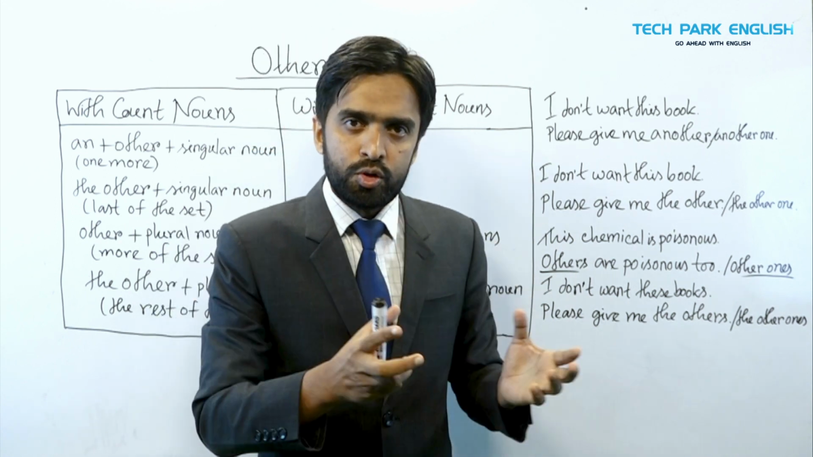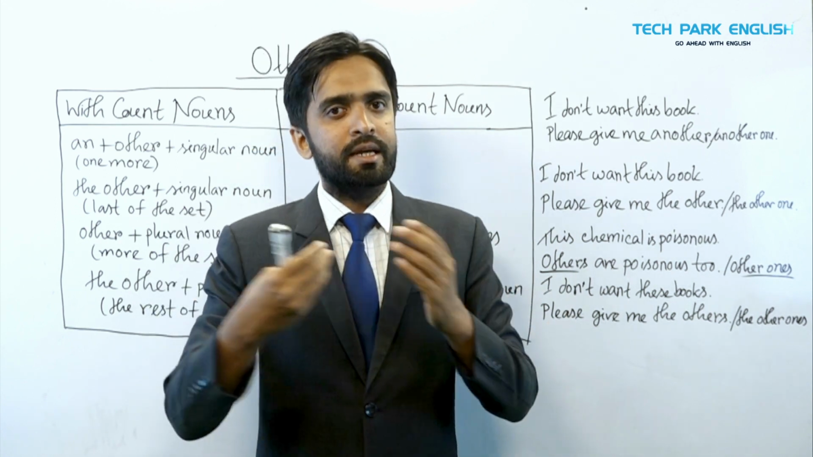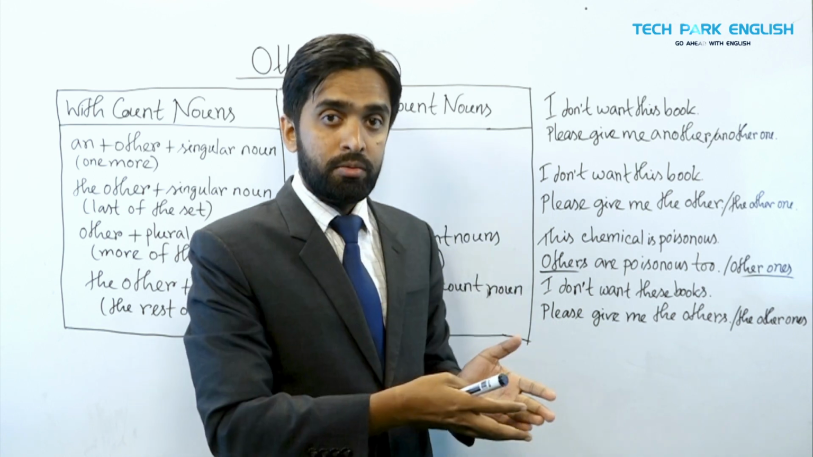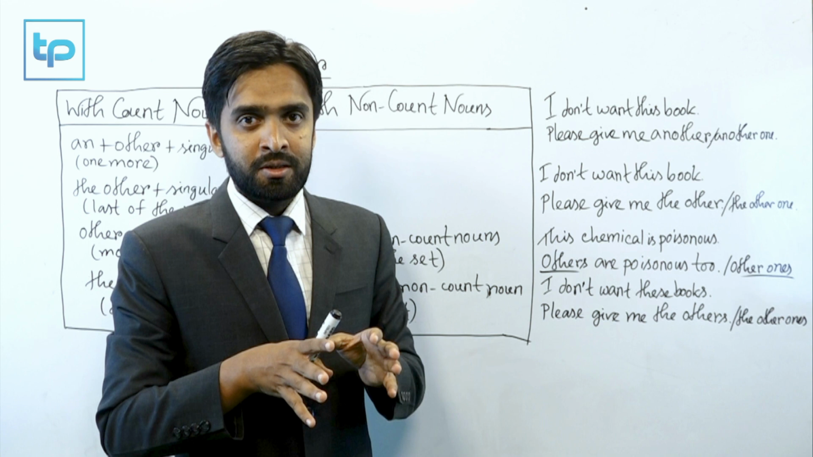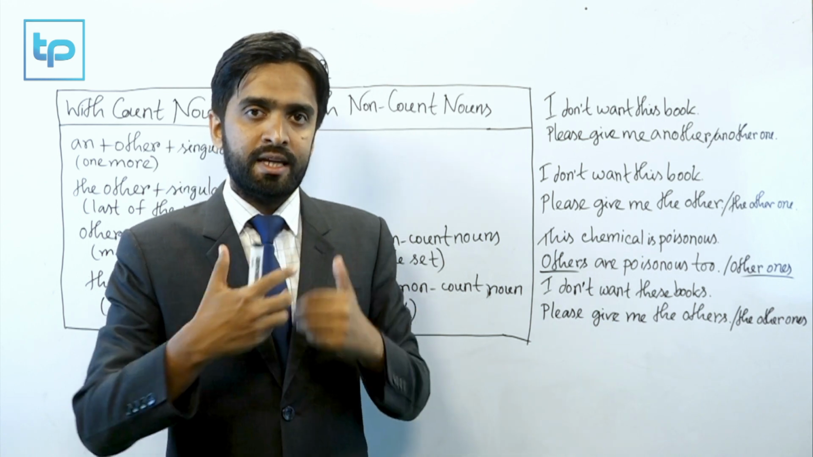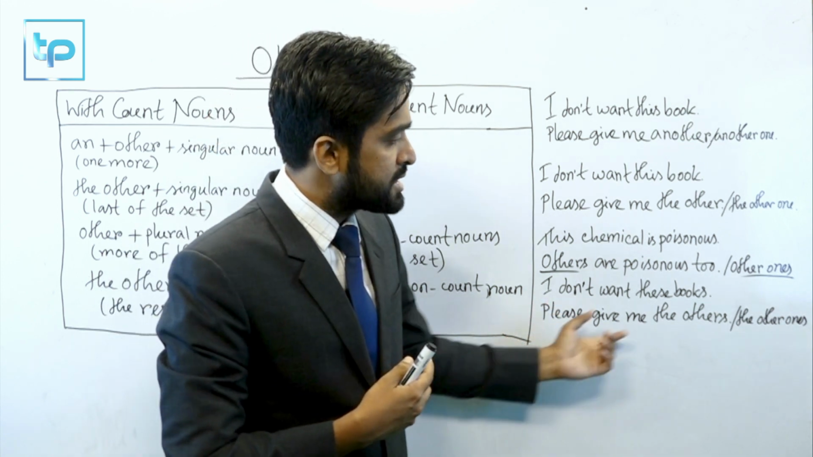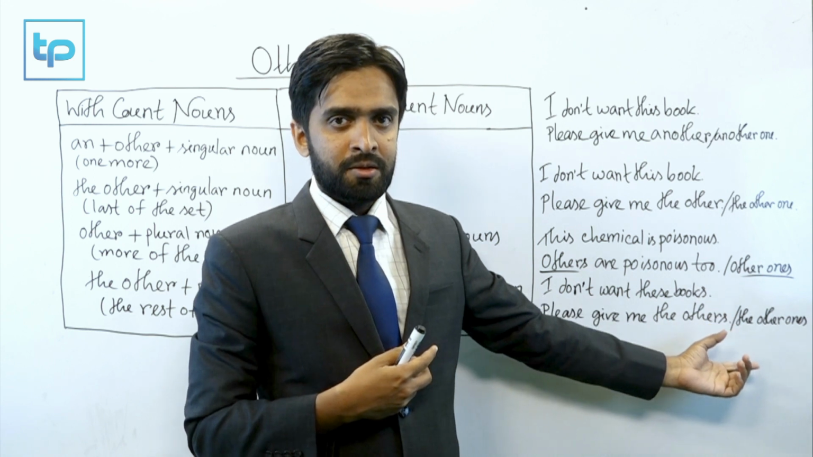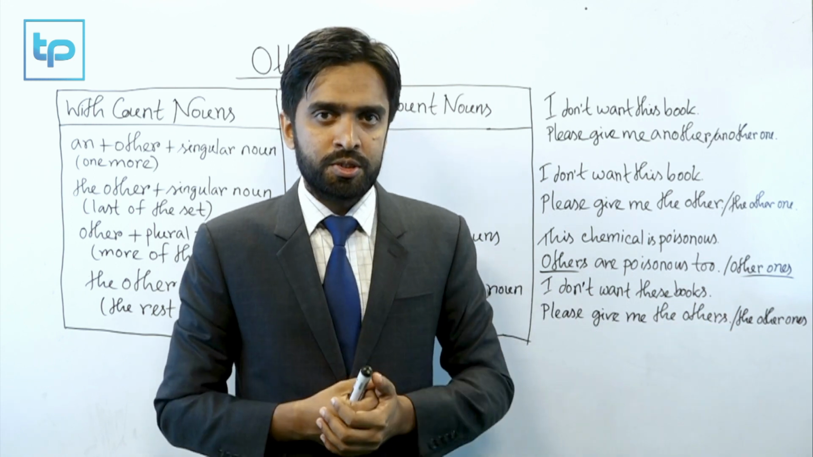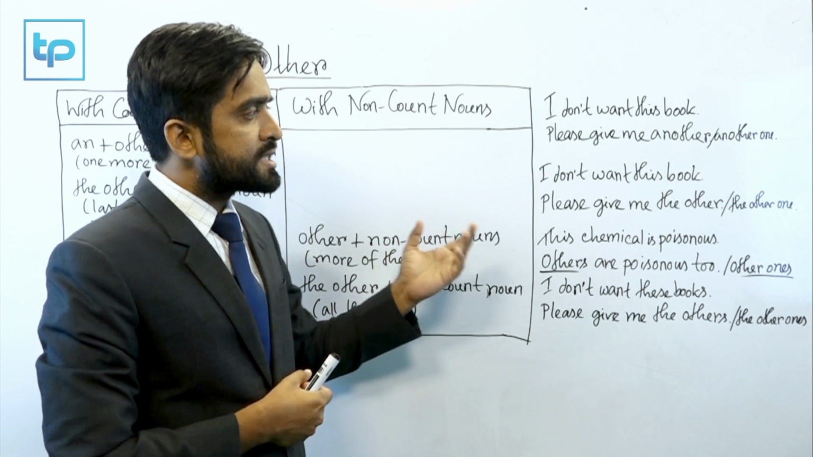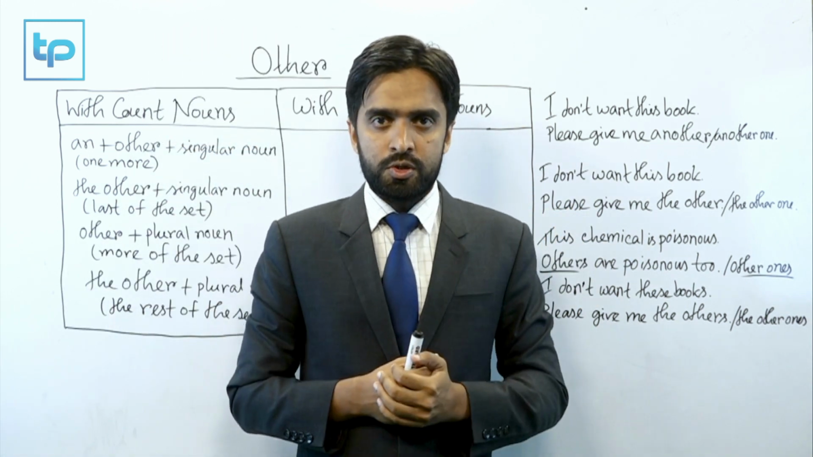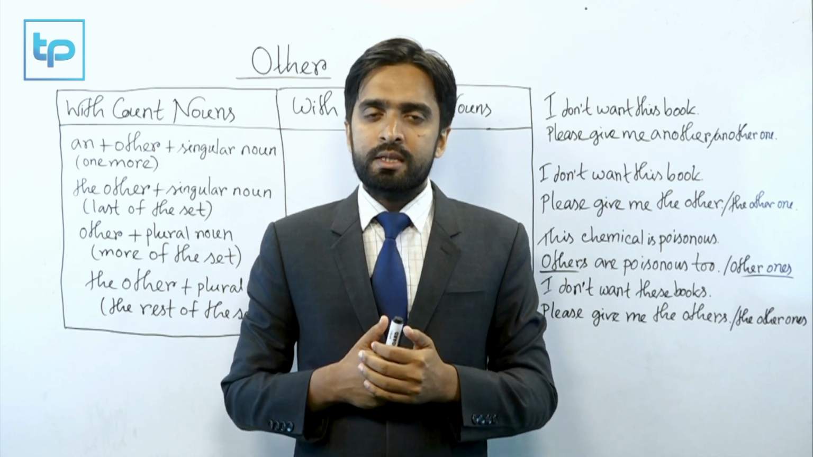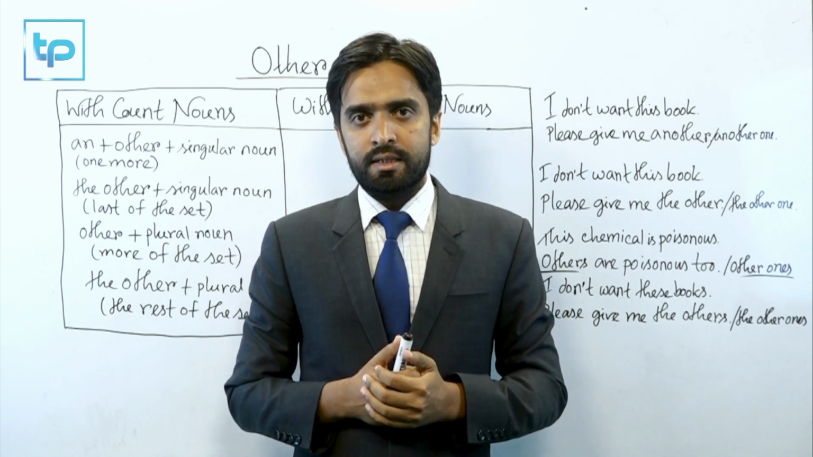Let's say there are 10 books, 7 or 8 are taken by your friends, 2 are left. So you could say, I don't want these books because my friends already have taken them, so please give me the other ones, right? Please give me the rest of the books. Okay, that's how other is used with countable and uncountable nouns. Now, let's check this out by solving exercises.